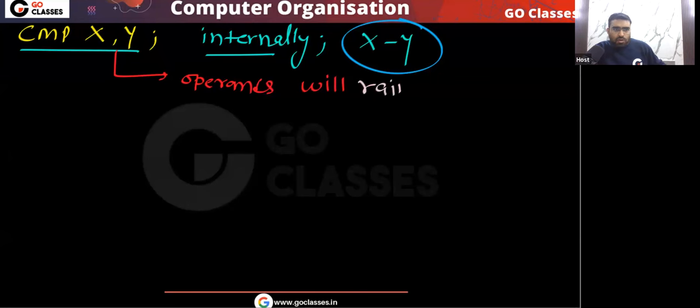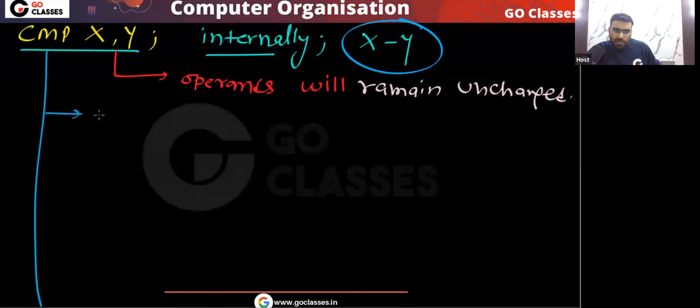All these points we have already seen in our previous lectures. Internally, this compare instruction will invoke the subtraction X minus Y. Now, this compare instruction will affect the carry flag and zero flag. So how will those flags be affected?